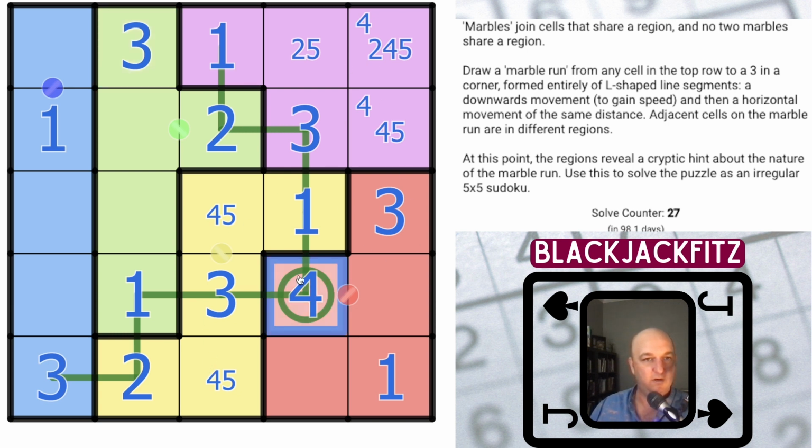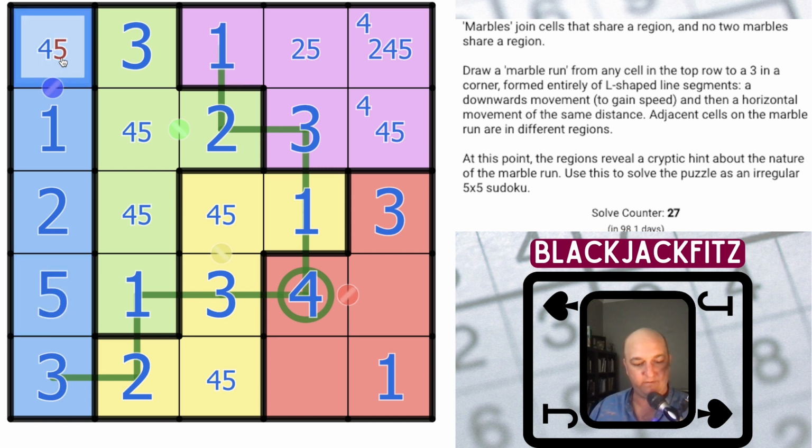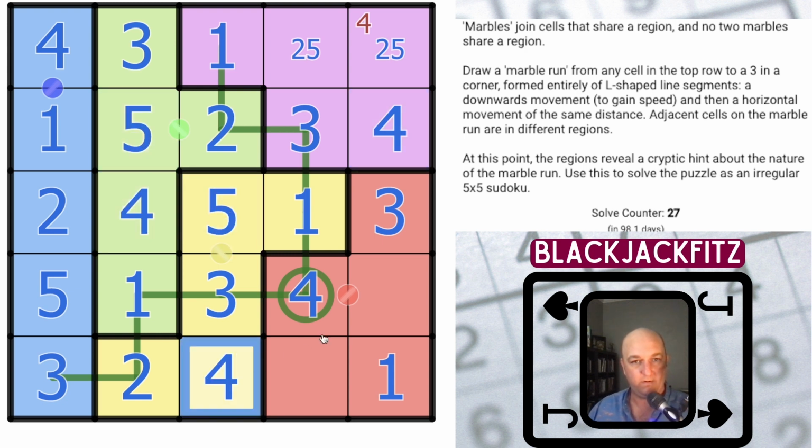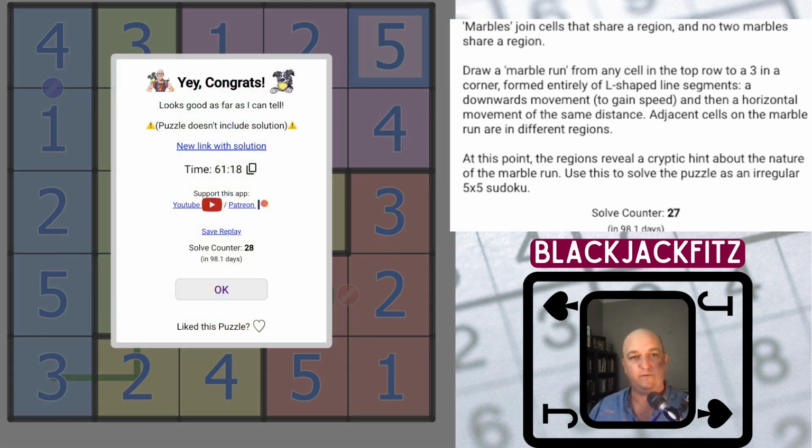So are we thinking 4's in one of those? This is a 4, 5 pair, which means that's a 2. That's a 4 or 5. There we go. 5, 4. So that's got to be the 4. And that's the 2, 5. Wow, that's really cool. That was fantastic. I love that.